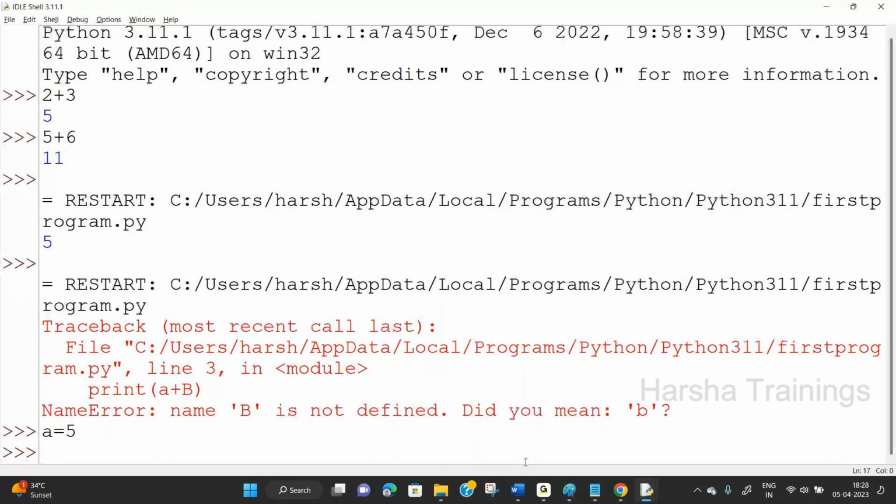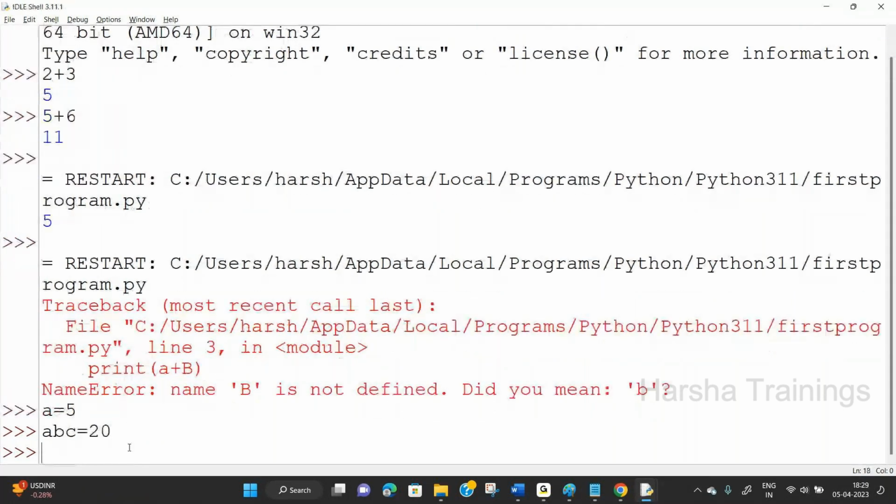Now ABC is equal to 20. ABC means how many, 1 or 3? No, remember ABC is a single variable, a single name. Anyway, we'll understand. Remember, if you have more than one name, they are separated by commas. Here ABC is a single name. Okay, press enter. It does not give any error. That means this is also a valid name.